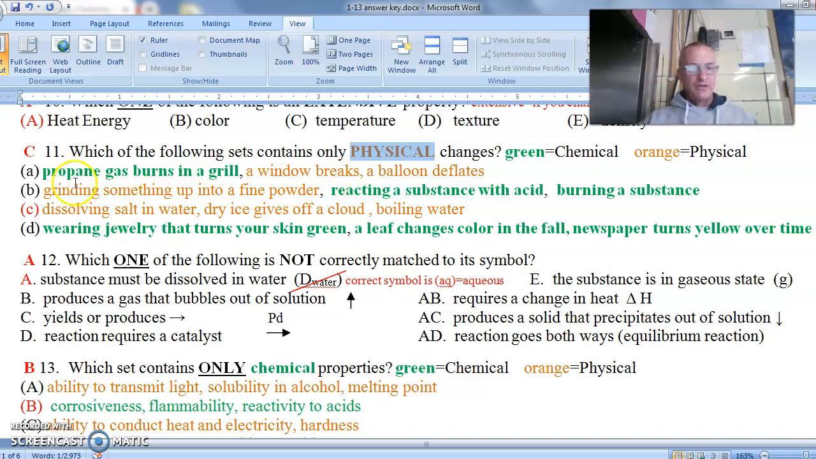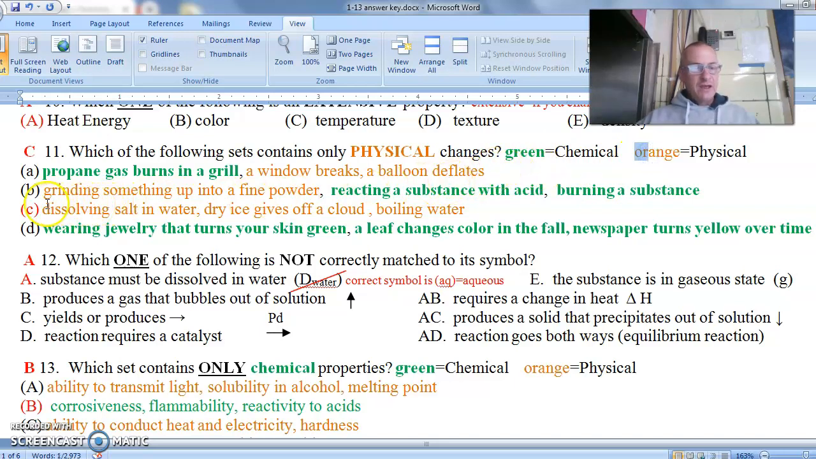The 4 S's. Letter A, burning propane gas would be chemical. When you burn something, you change it chemically. So that excludes letter A, because letter A has a chemical change in it. Letter B has 2 chemical changes in it. Burning a substance or reacting with an acid are chemical. The orange ones on these answers are physical.